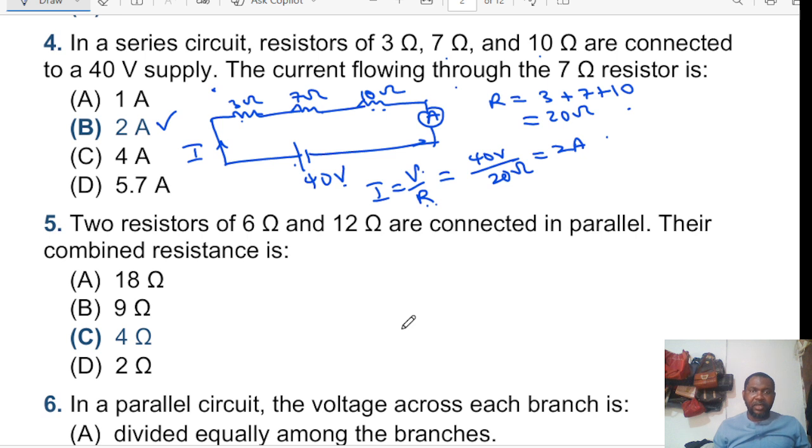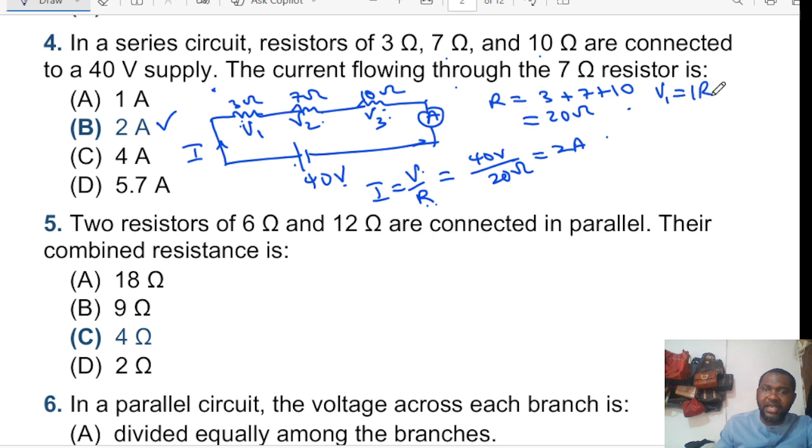Now, I want to add this. This is just an addition, to help some of you. If you are asked to find the voltage across each of them, because they are in series, they have the same current passing through them, but different voltages are applied across them. This is V1, this is V2, V3. The voltage across this is V1, the voltage across this is V2, the voltage across this is V3. That is very important.